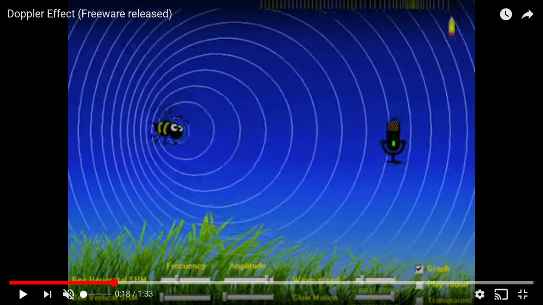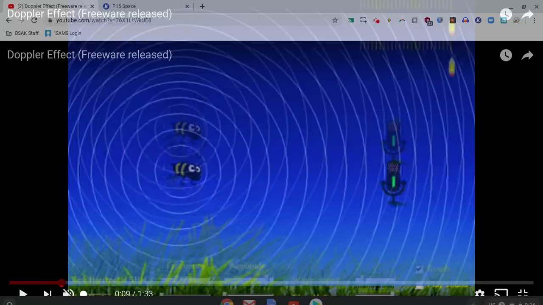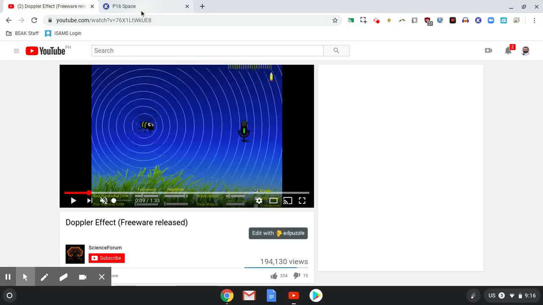It's all to do with relative motion between the wave source and the observer. If the bee's stationary, like we had at the beginning, then it doesn't matter whether the microphone's here or here or here, because the wavelength is the same, and the bee will just sound normal. It's only when the bee is either moving towards or away from the observer. So there you have it. That's what causes the Doppler effect.